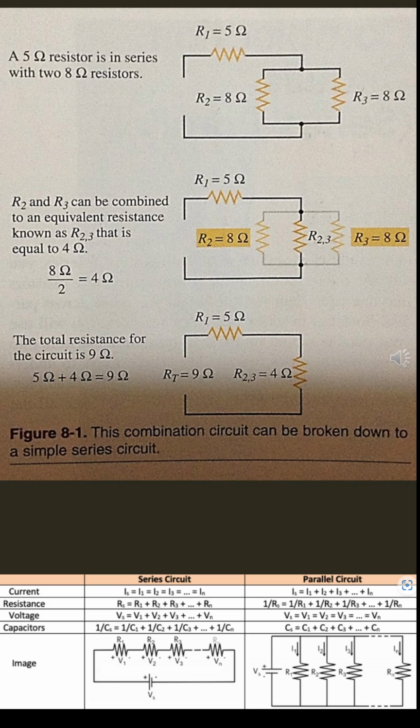Once the new resistor, R23, is drawn in series with the 5-ohm resistor, R1, you can see that what is left is a simple series circuit. The resistances in the new series circuit are then added, and the total resistance of 9 ohms is calculated.